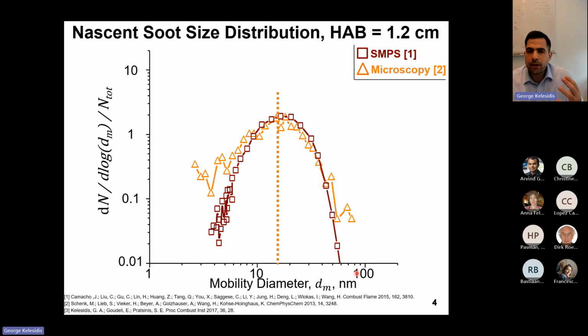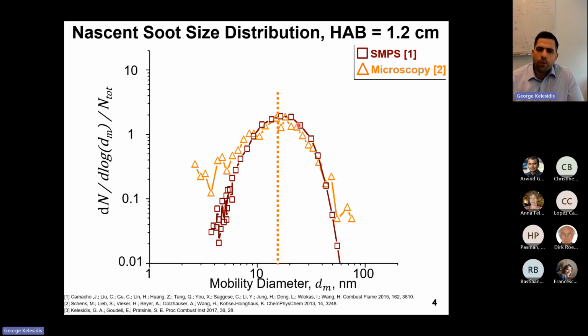The mobility diameter is the diameter of an equivalent sphere that undergoes the same drag force as these soot aggregates and agglomerates that I showed you in my previous slides. The broken line over here indicates the median mobility diameter that has been measured by microscopy.